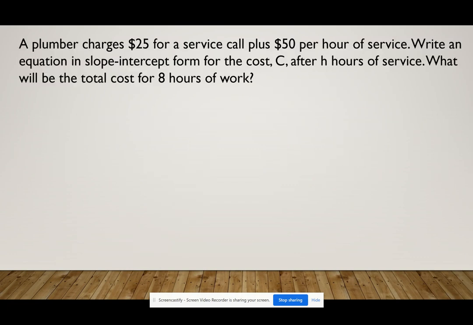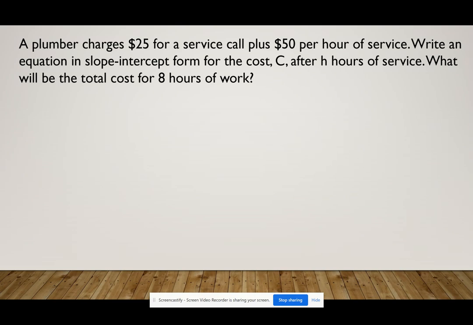All right, now I want to talk about a real life scenario. So in this one, it says a plumber charges $25 for a service call plus $50 per hour of service. Write an equation in slope-intercept form for the cost C after 8 hours of service. What will be the total cost for 8 hours of work? So in this case, don't be afraid. They changed the variable. So instead of writing y equals, we're going to write c equals. And instead of using x, they want us to use h.